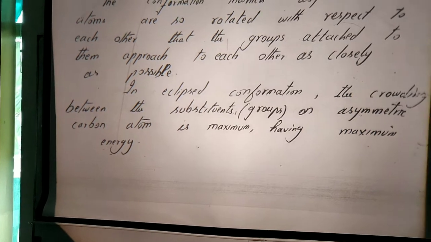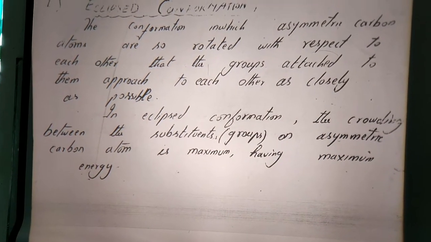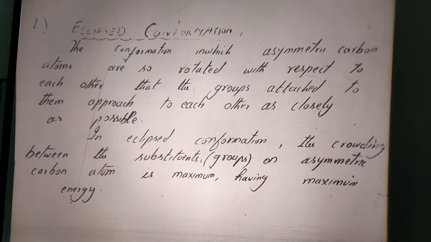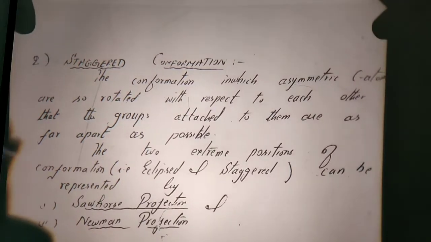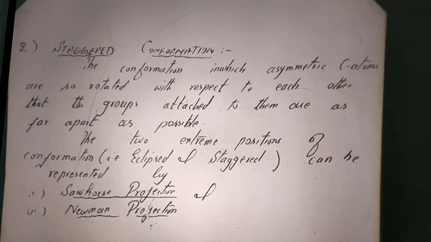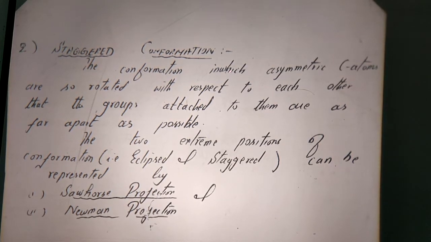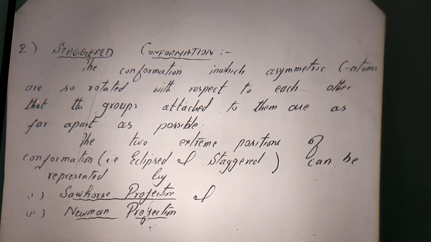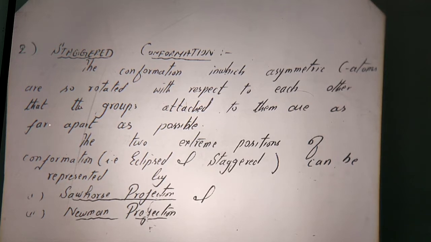Now we are jumping to another form, which is called the staggered form, which is the opposite of eclipsed. This is the staggered conformation, the conformation in which asymmetric carbon atoms are rotated with respect to each other so that the groups attached to them are as far apart as possible.